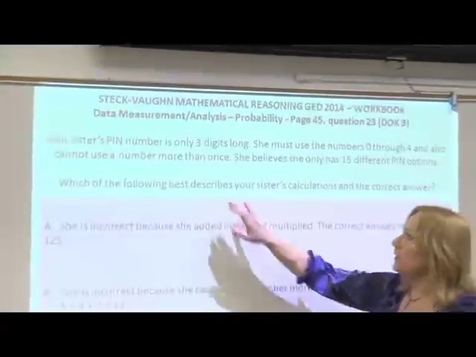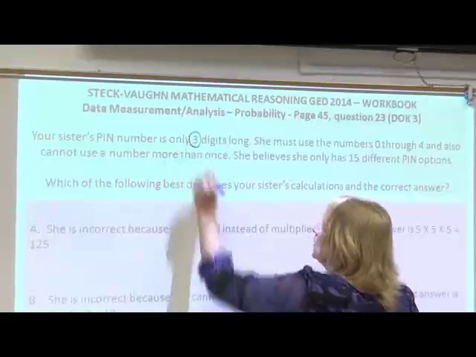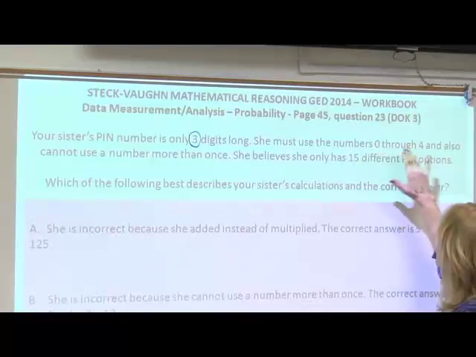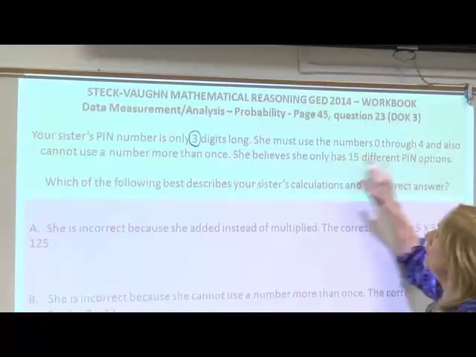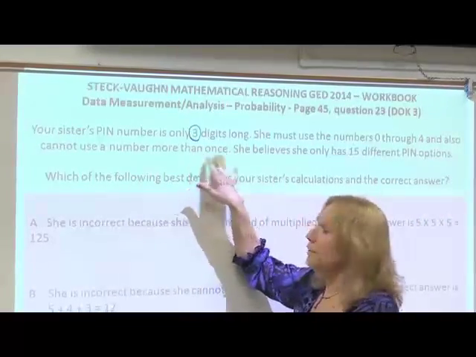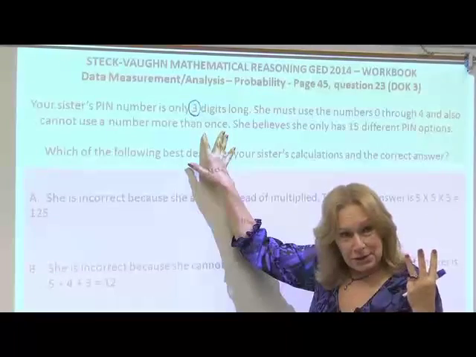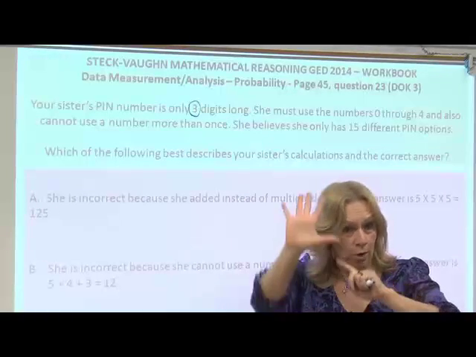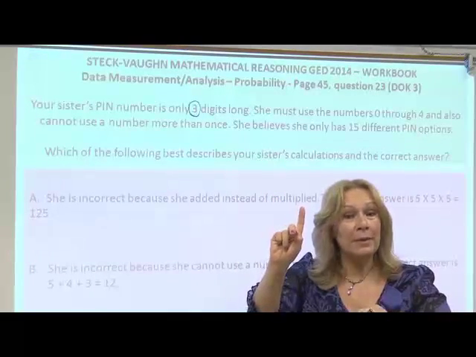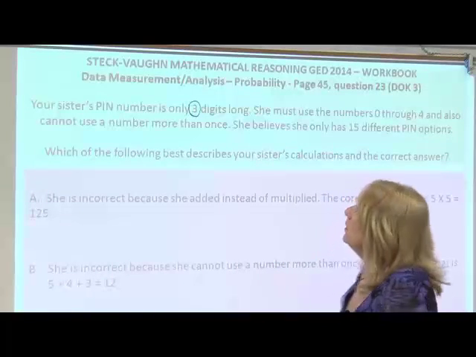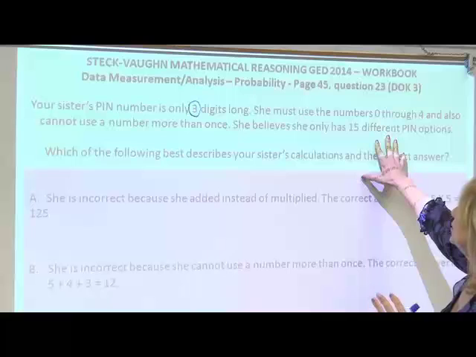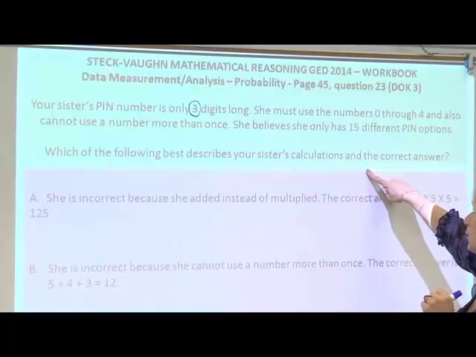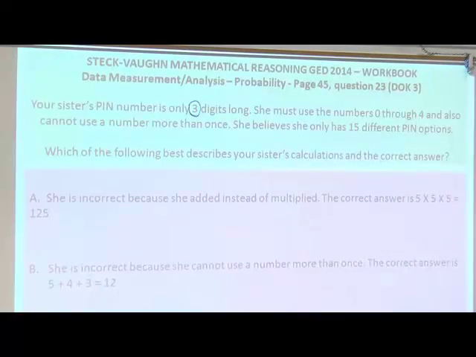Your sister's PIN number is only 3 digits long, okay? She must use the numbers 0 through 4, and also cannot use the number more than once. Again, there are 3 digits in your PIN. You can pick numbers 0, 1, 2, 3, or 4, okay? But you cannot repeat any of them. She believes that she only has 15 different PIN options. Which of the following best describes your sister's calculation and the correct answer?